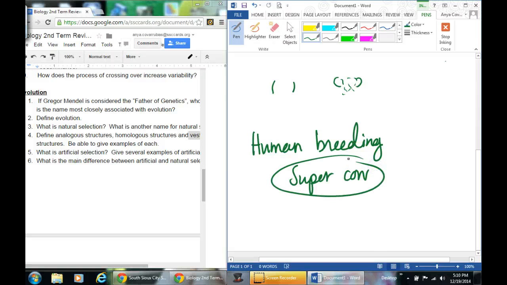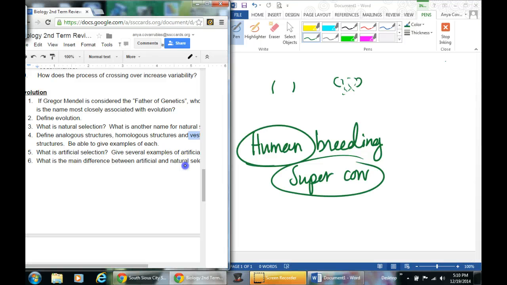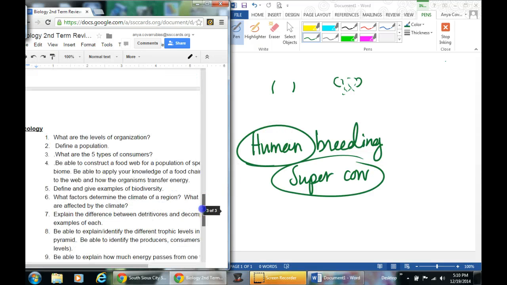Or like breeds of dogs, we've bred the runt of the litter over and over to get the little teacup poodle, or we've done other breeding to get really big dogs. And what's the main difference between artificial and natural selection? One is done by nature, hence the word natural, and the other one, artificial, is done by humans.